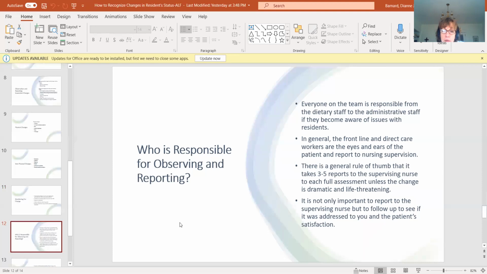Who is responsible for observing and reporting? Of course, we already said everyone on the team. The team is the dietary, the janitor, the speech, occupational therapy, the nurse, of course, any direct care provider, visitors. But if you're the person in the room, everyone is responsible. But really, the direct service provider is the eyes and ears of the team. They're the ones that know.